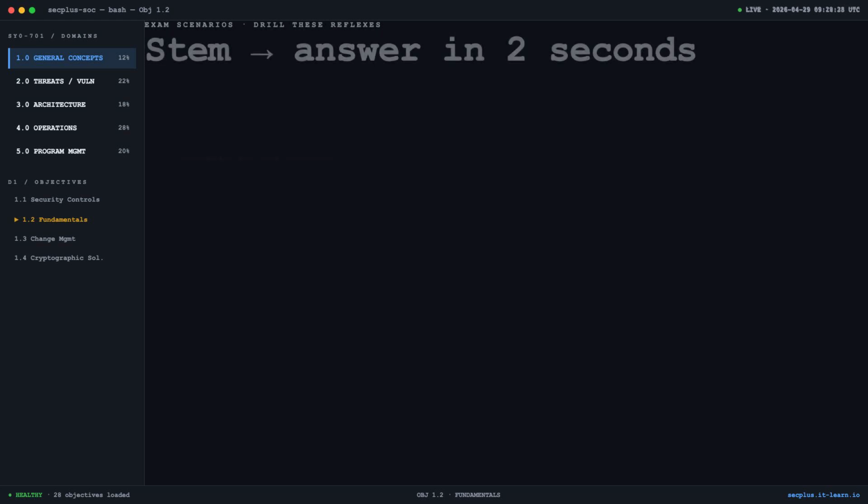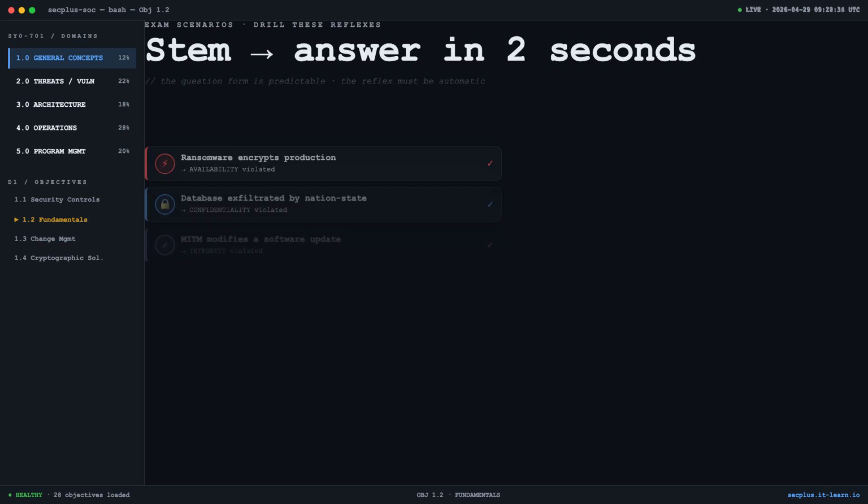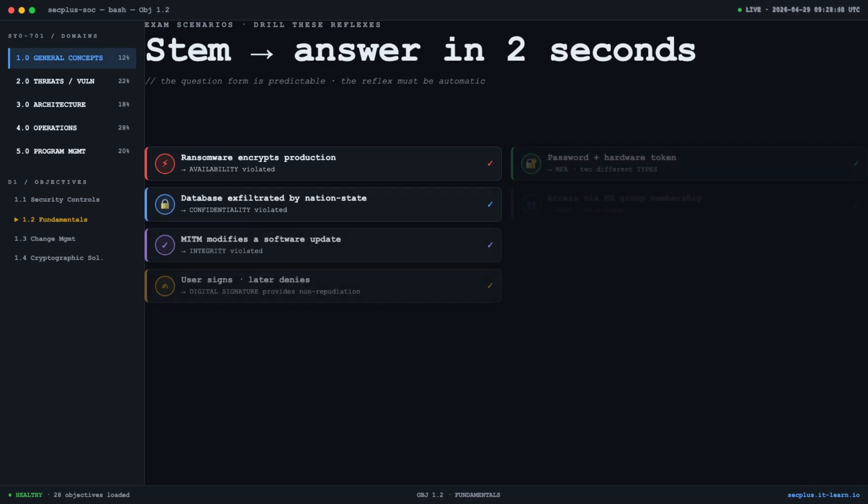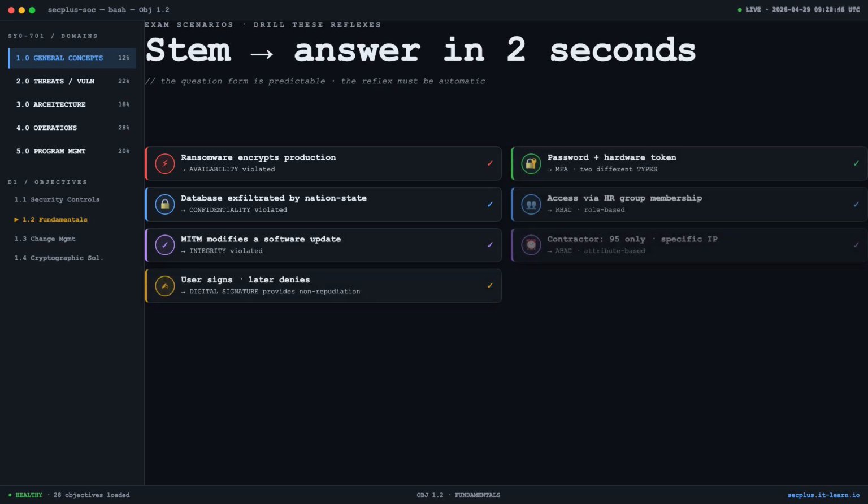A man in the middle modifies a software update in transit. Which leg? Integrity. A user signs a contract with their private key and later denies signing. Which property does the digital signature provide? Non-repudiation. The same user logs in with a password and a hardware token. What kind of authentication is that? MFA. Two different factor types.